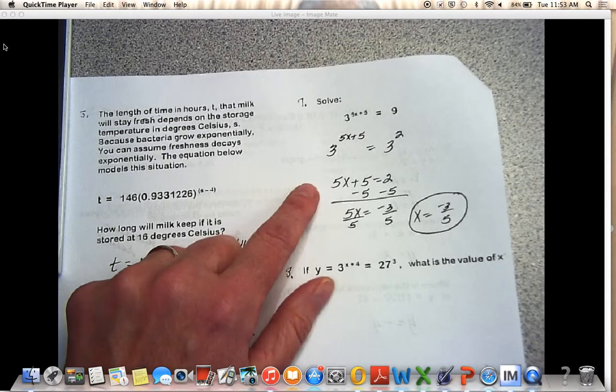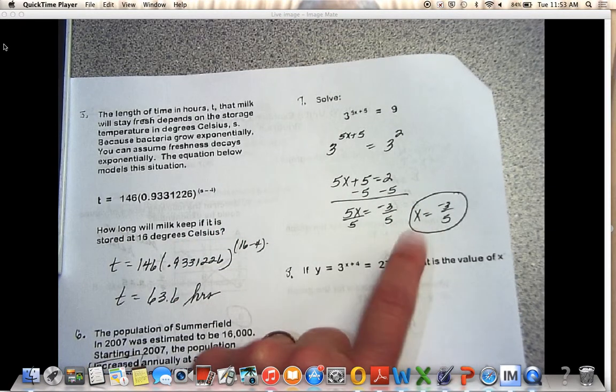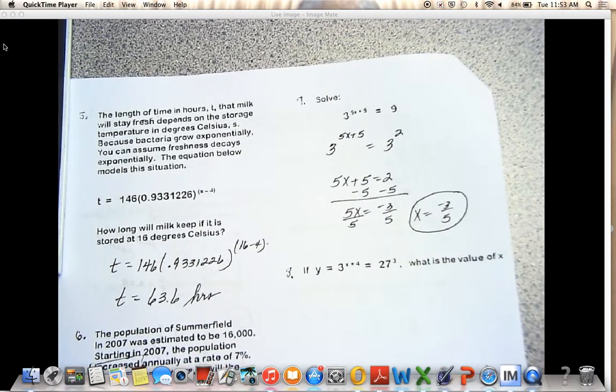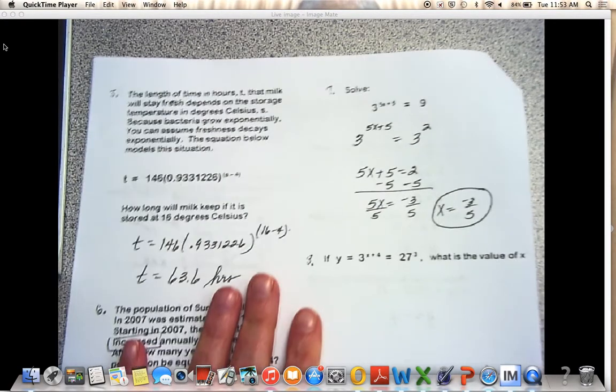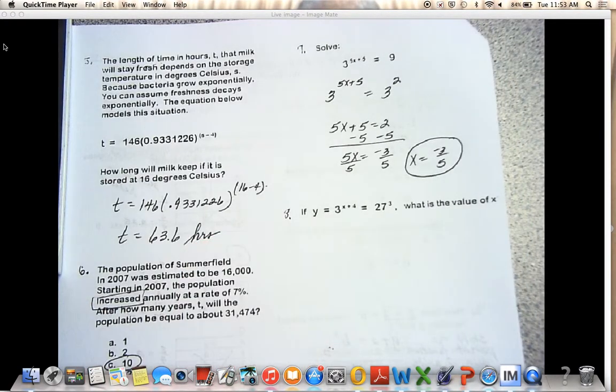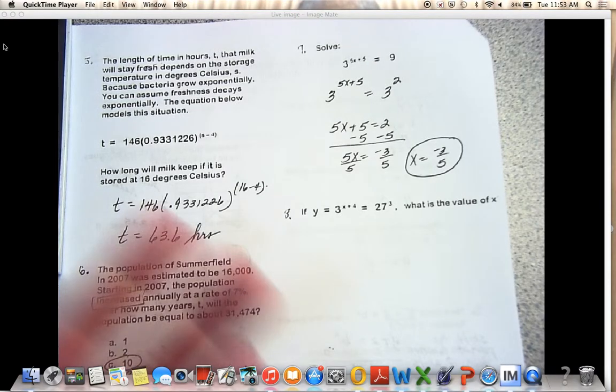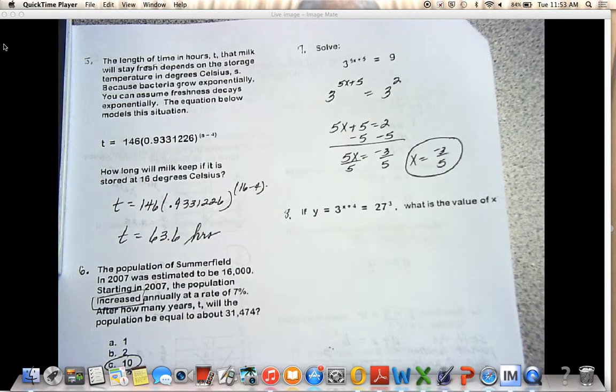So make your zero pair, divide. I should end up with that fraction. Can we leave it as a fraction? You can leave it as a fraction. Just reduce it if it's something that can be reduced. Alright, number 8 looks a little different than number 7, but it's the same idea.